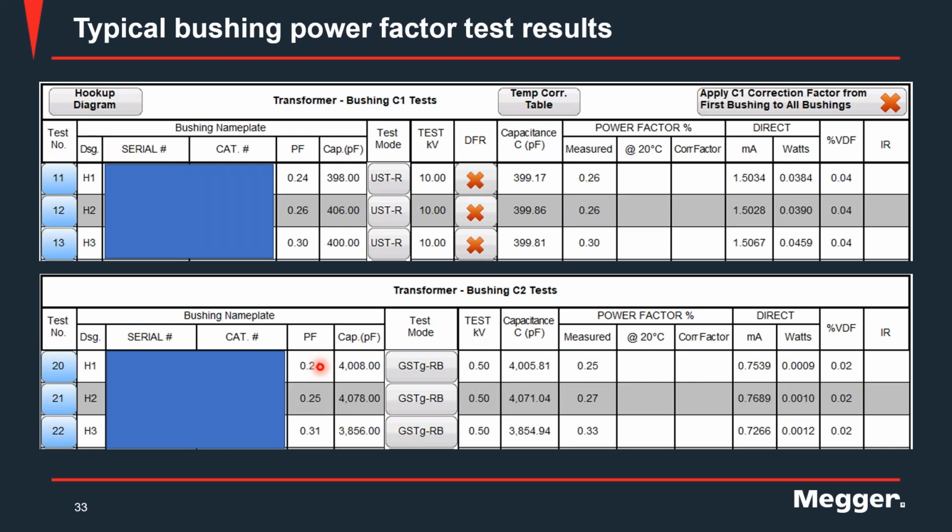You can also see here that the test voltage is much lower. It's at 0.5 kV for C2. The C2 insulation is not rated for a high voltage, so typically these tests are done at 0.5 kV or 1 kV.